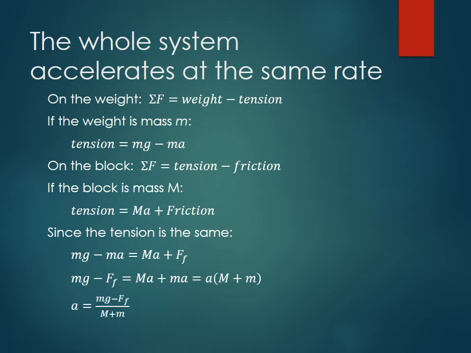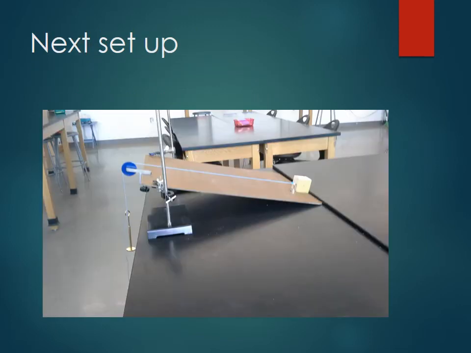Then solving for a, this is what I get. You'll notice that mg is the total force pulling on the string towards the ground, and the friction is the total force pulling against it, and then you have the combined masses that are being accelerated.